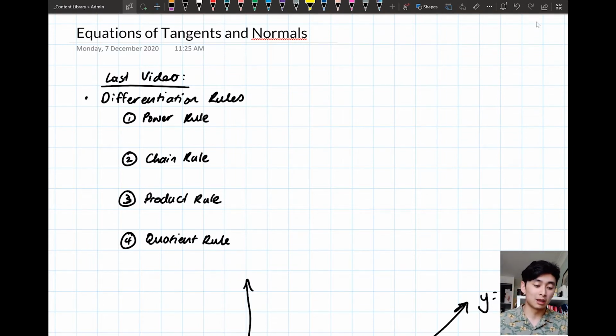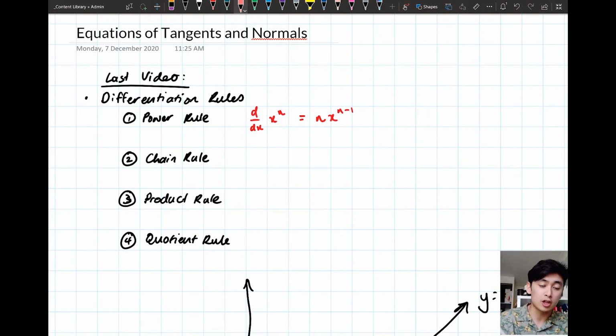If you remember from the last video, the first of the four rules we went through was the power rule. If we are differentiating x to the power n, we bring down the power n times x, and we subtract 1 from the current power, so we get n minus 1. The second one was the chain rule.